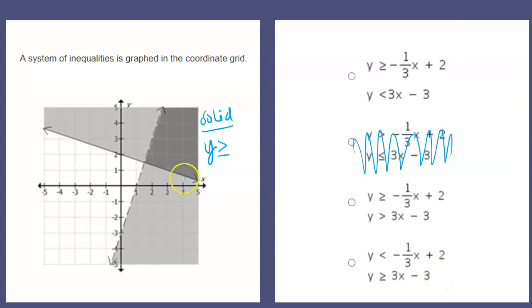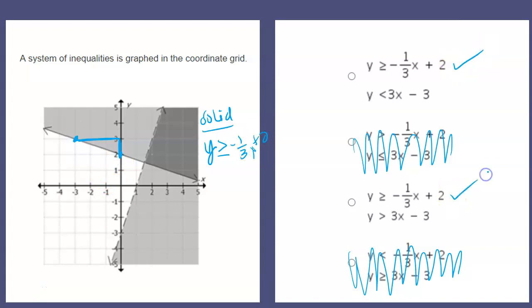Now let's look at some other things. I can also see that it's a negative slope. So here's a point here, here's a point here. I'm rising 1, running 3 to the left. So it should be y is greater than or equal to negative 1/3 x. That gets rid of this last one. And then obviously my y-intercept is 2. So negative 1/3 x plus 2. That checks out in both of them.